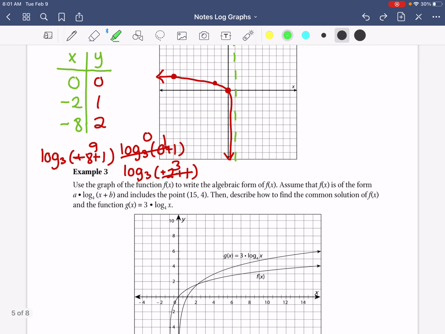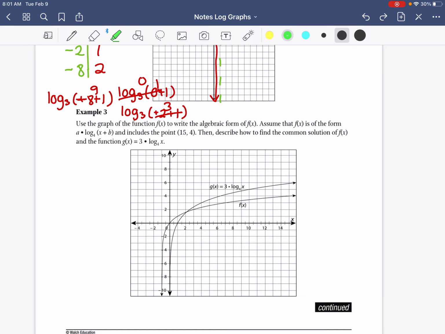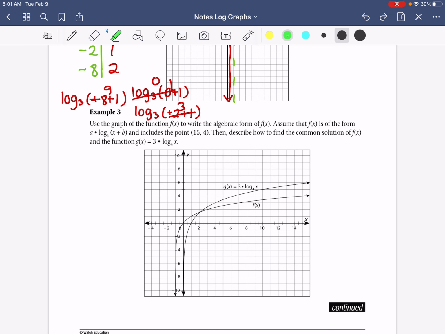All right, one last example, and it says use the graph of the function f of x to write the algebraic form f of x. Assume that f of x is in the form of a times log base 4 of x plus b and includes the point (15, 4). Then describe how to find the common solution for f of x and g of x, which is 3 times log base 4 of x. This common solution, see there's the two graphs. The common solution is just where they intersect.